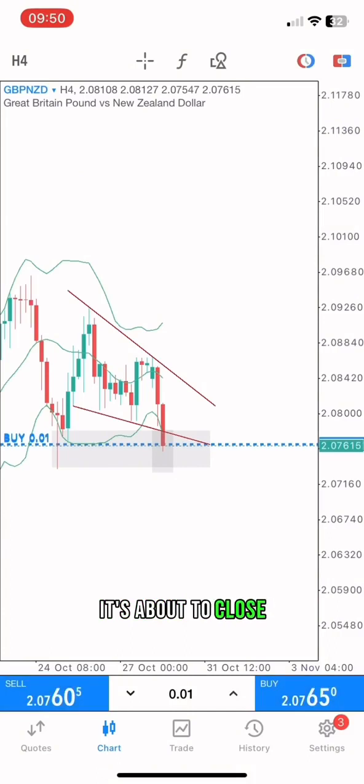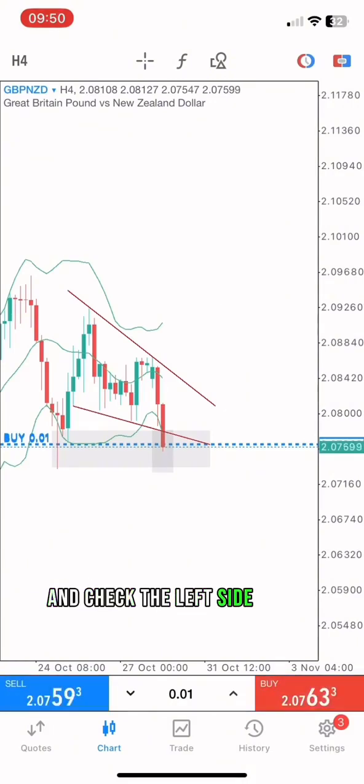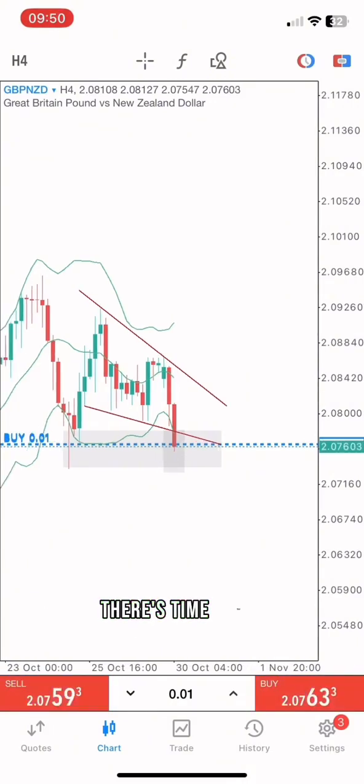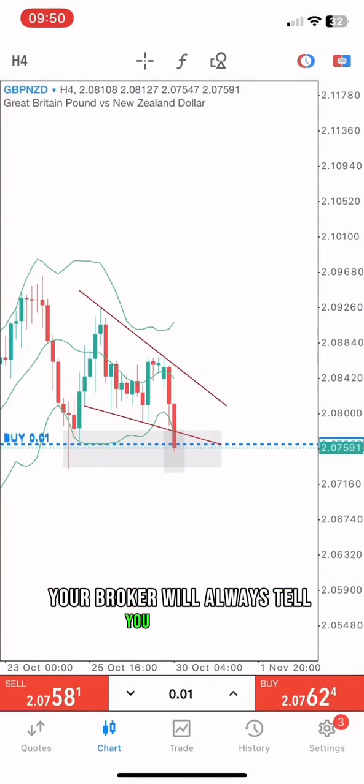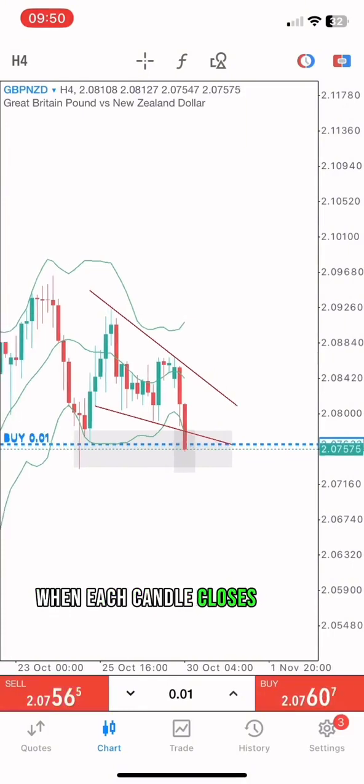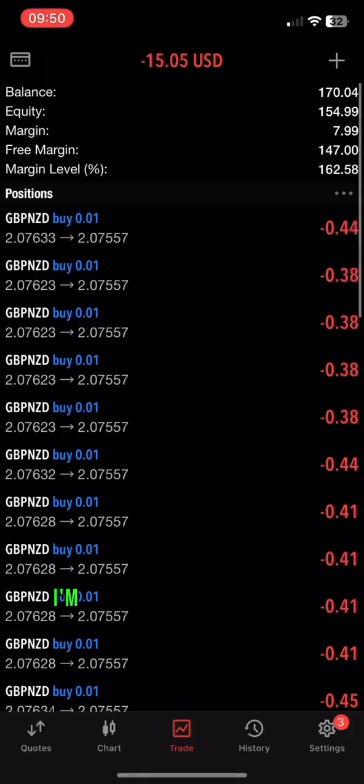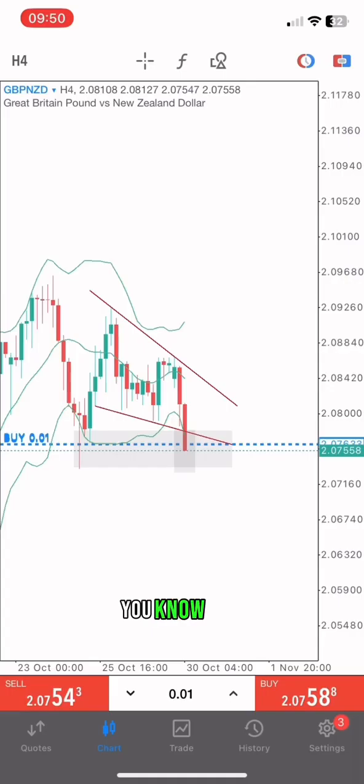So in the 4-hour time frame, I'm not worried. It's about to close. 10 minutes left for it to close. In order to take the time, you check to the left side to the quotes area. There's time there. Your broker will always tell you each time when each candle closes in each time frame. I'm sure you haven't started trading today, you know this.